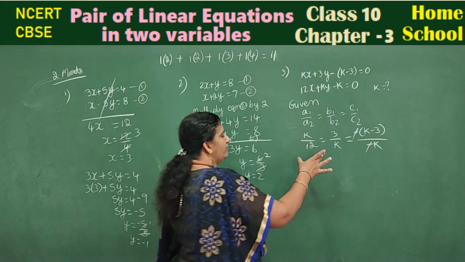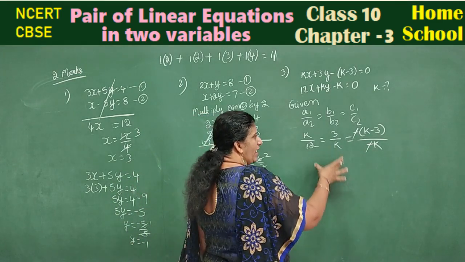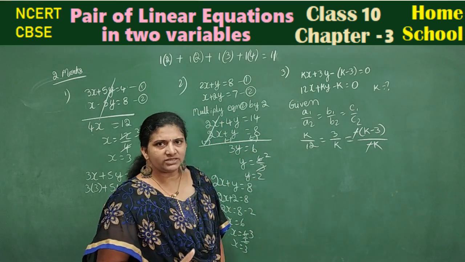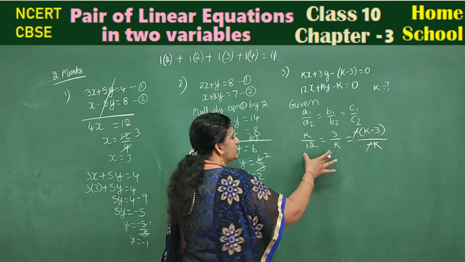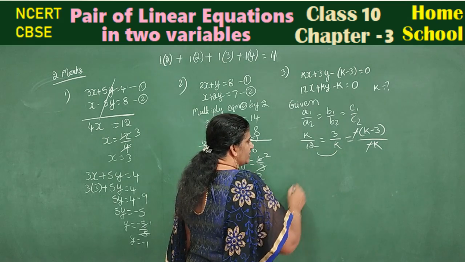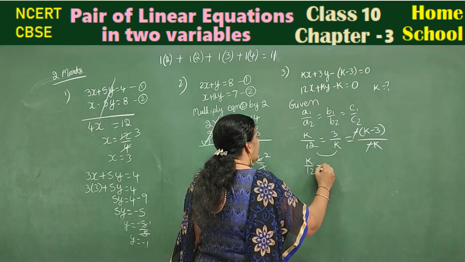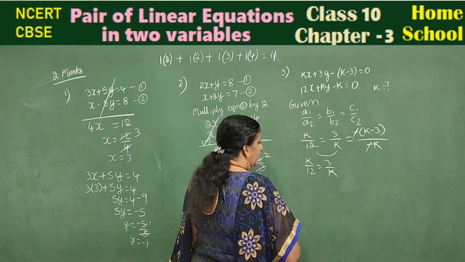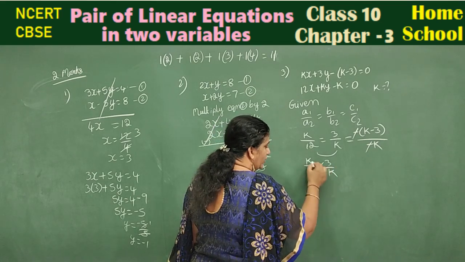Okay. So now you can take any one pair or both the pairs also, you can equate as you wish. So let me equate these two. k by 12 is equal to 3 by k. Cross multiply, k into k.